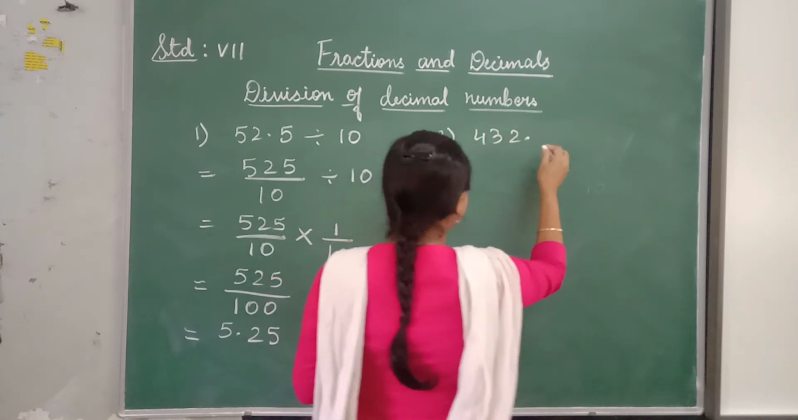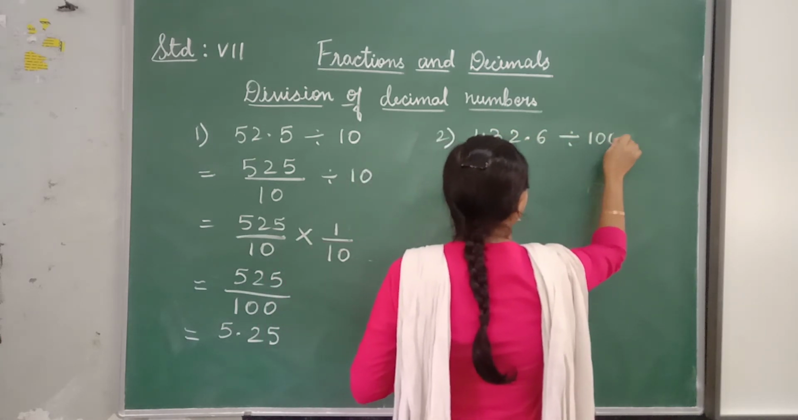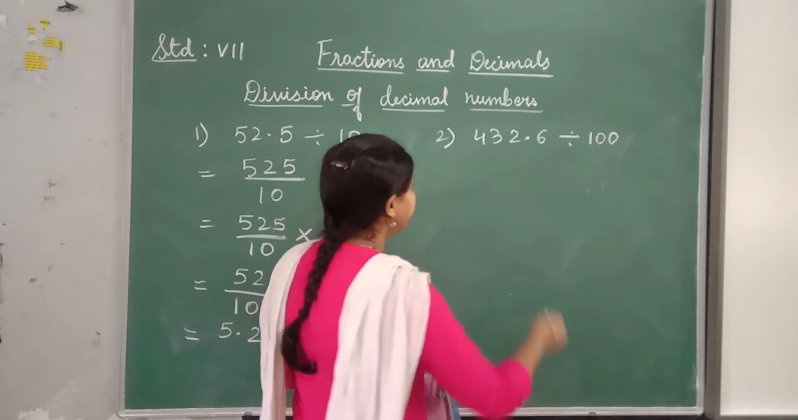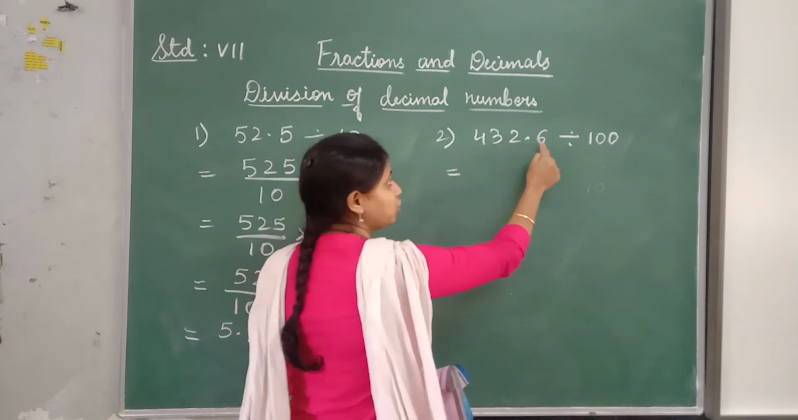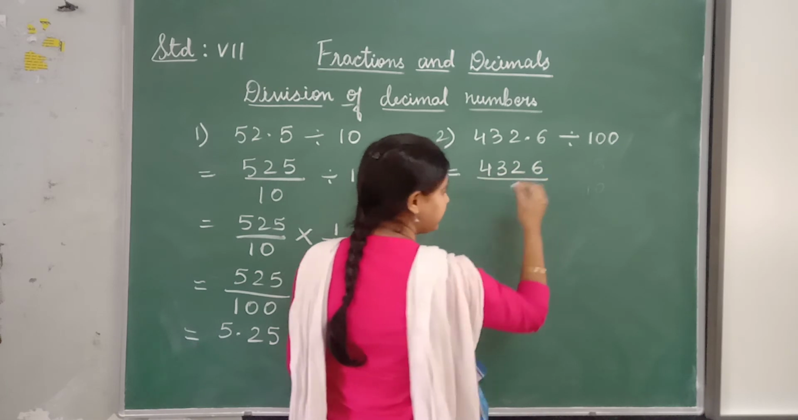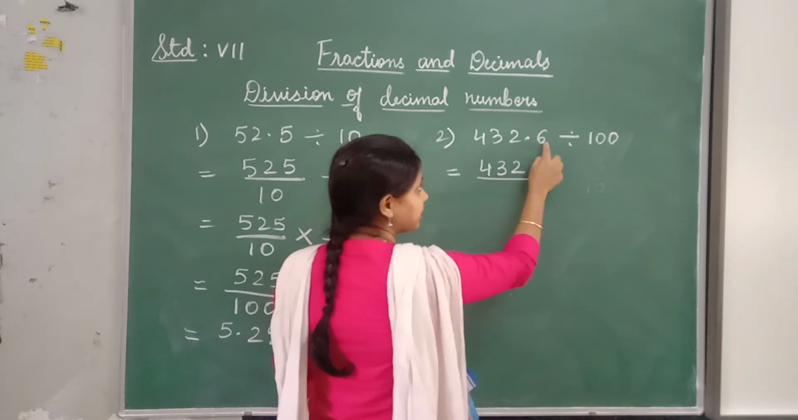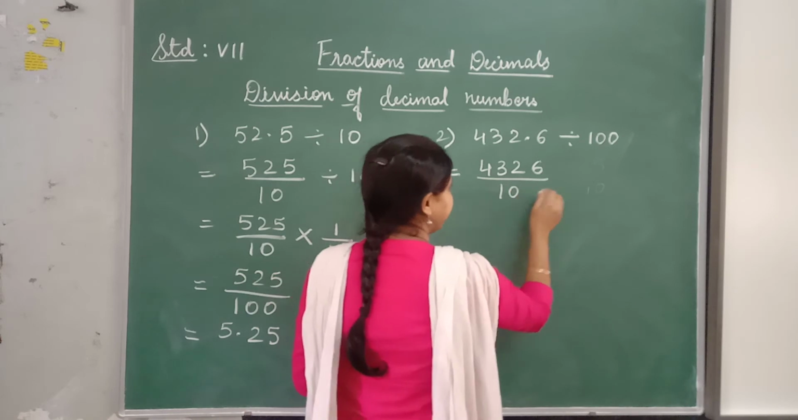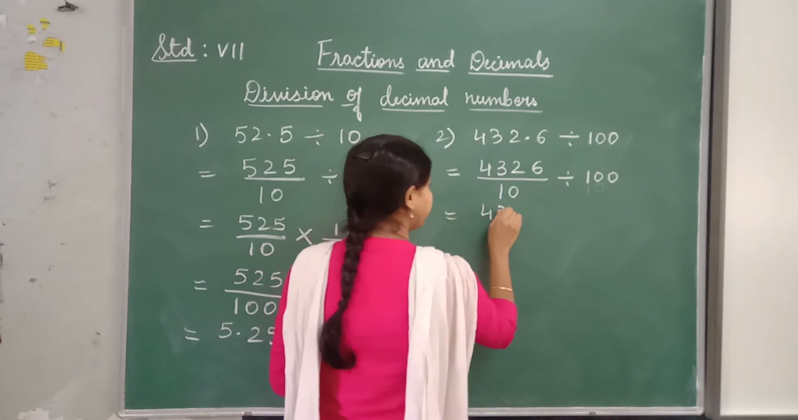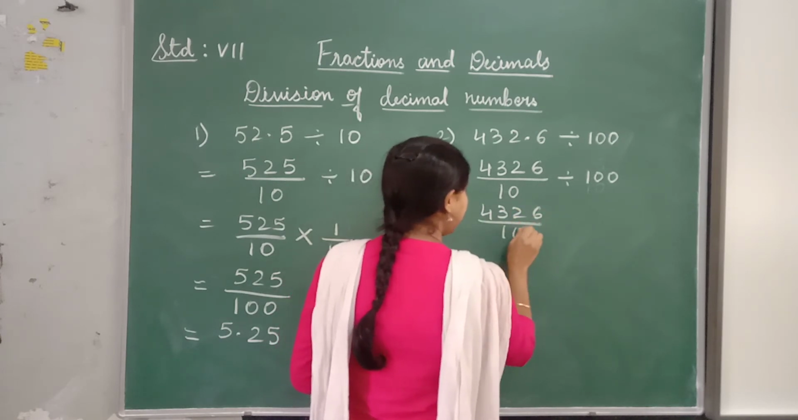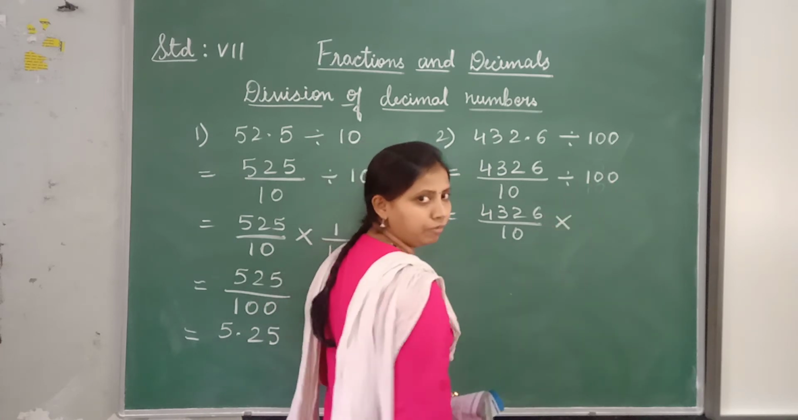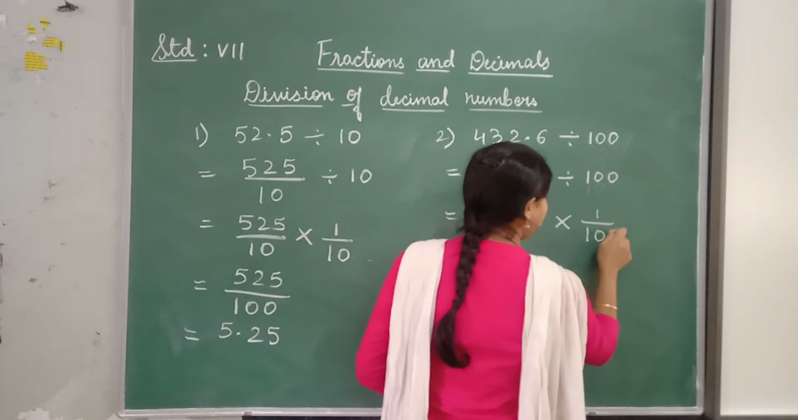432.6 divided by 100. Okay. Again it is a multiple of 10, 100. So first step as it is, convert this into fraction form. So the fraction form is 4326 upon, after the decimal point only 1 digit, so upon 10 divided by 100 as it is in the first step. In the second step, the first fraction remains as it is and the next one should be multiplied, division changes to multiplication by the reciprocal of 100, that is 1 upon 100.